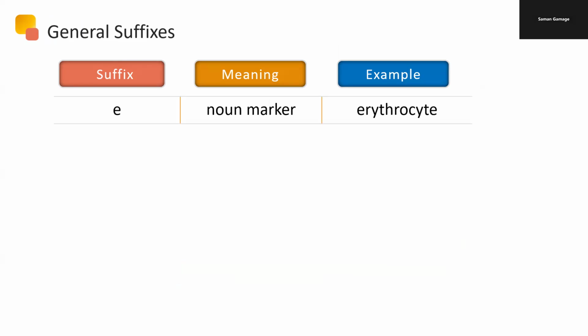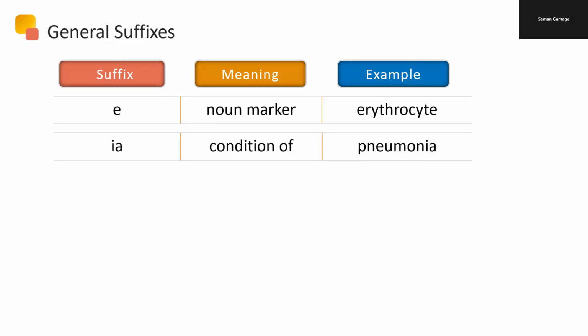E is a suffix. It's a noun maker. Erythrocyte means red blood cell. IA is condition of. Pneumonia, a condition in the lung. Ism is condition of. Embolism. An embolus is a moving blood clot. Moving clot. So when it is stuck somewhere, it is called embolism.